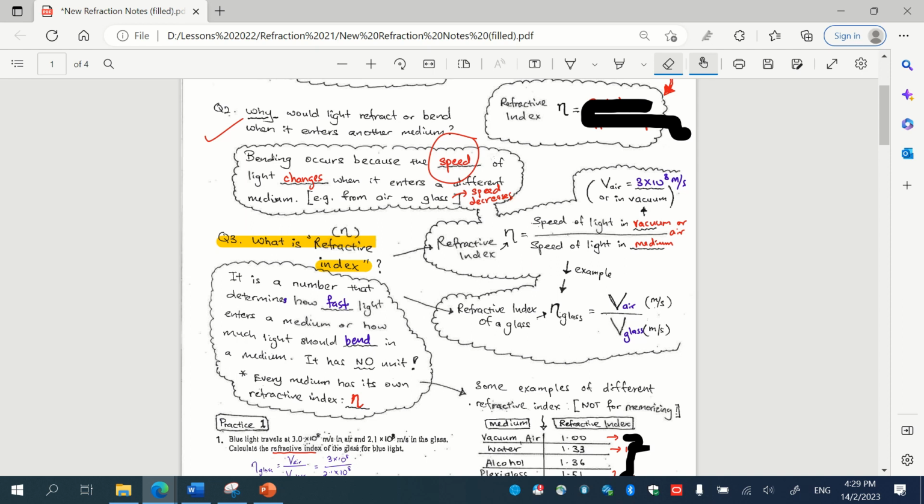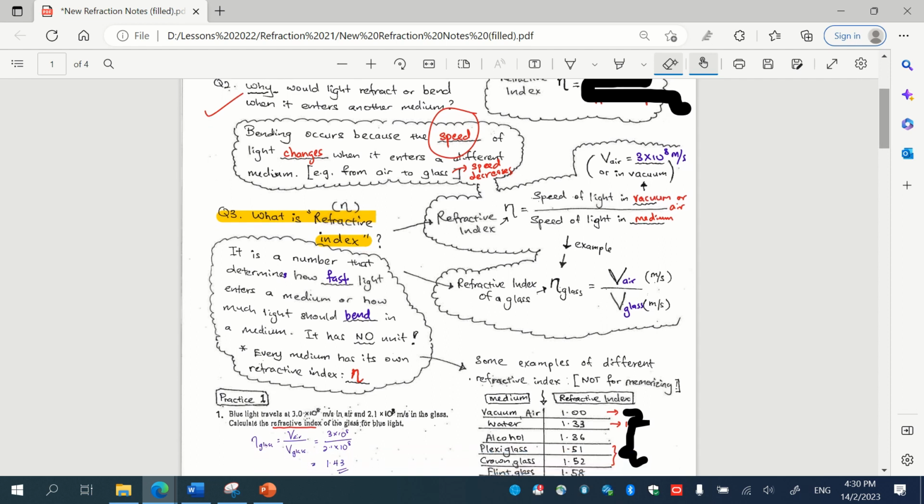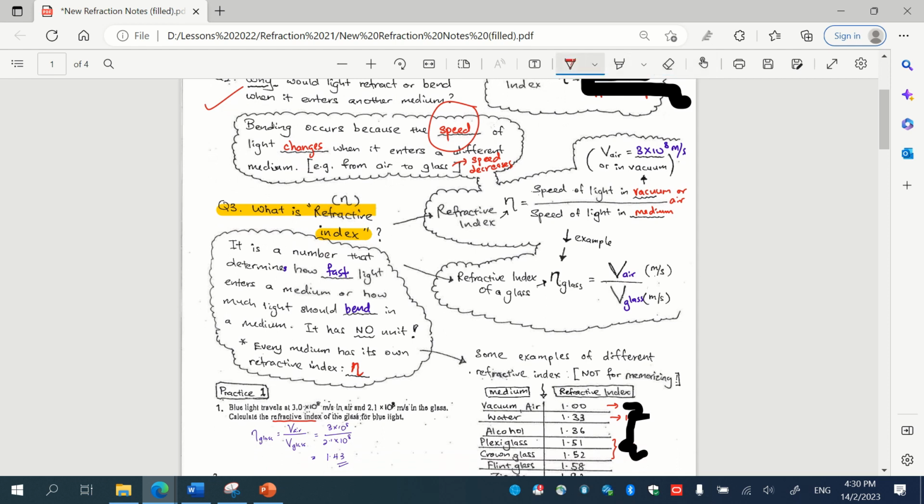of the denser medium. In your O level, you are always tested light traveling from air to a denser medium, or from a denser medium such as glass or water out into the air. It's always between these two mediums. So they are likely to ask you to calculate the refractive index of the denser medium, which is either glass or water. When you are asked to find the refractive index of glass, you use speed of light in air over speed of light in glass.